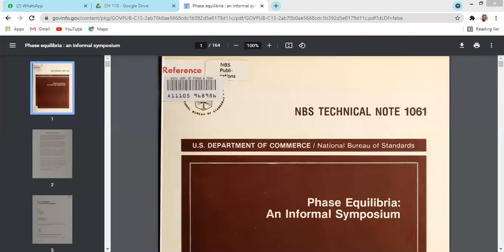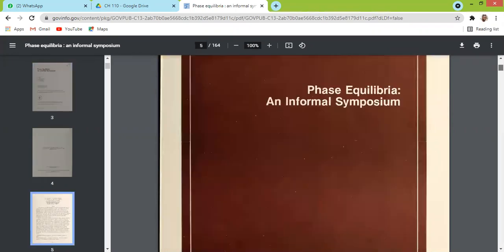Okay. So, it's just opened for last. So this is phase equilibrium and information on, I don't know what symposium this was. No, this is not the one I want to share with you guys.